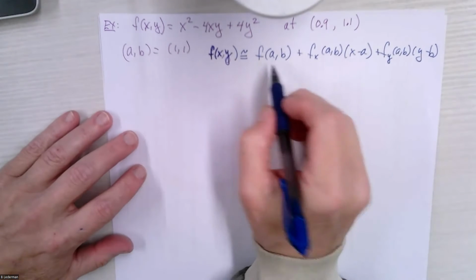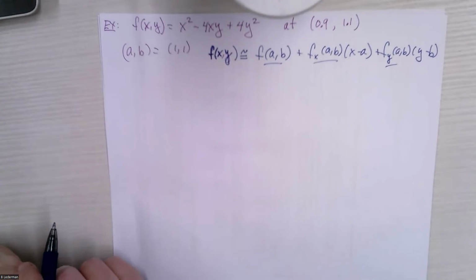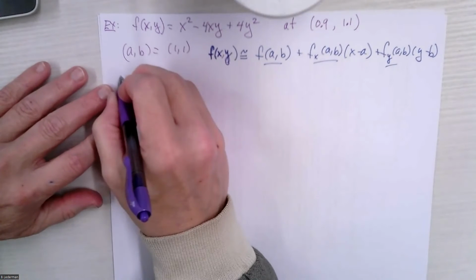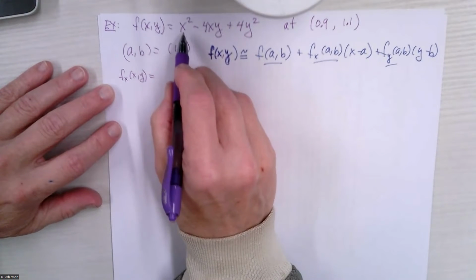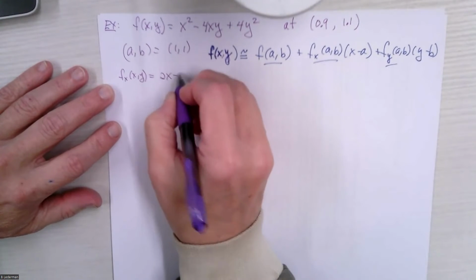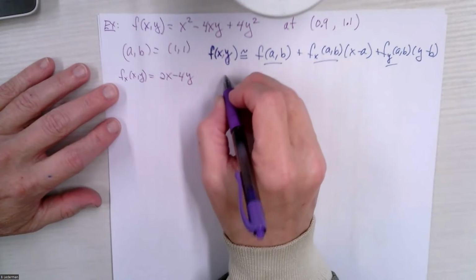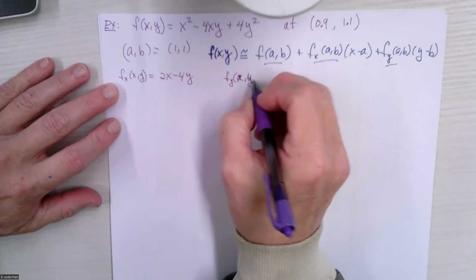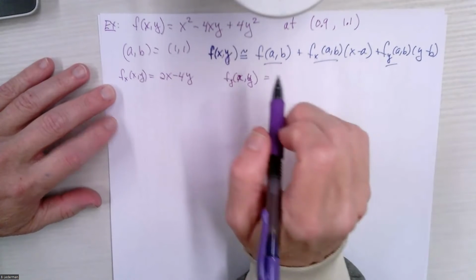And this is what we want to do. So we're going to need to find f of a, b, fx of a, b. First of all, we need to find fx and fy. We actually did this in a previous problem, but it's not that hard. So let's find fx and fy. So fx of x comma y is equal to, let's see, 2x minus 4y. And fy of x comma y is equal to negative 4x plus 8y.